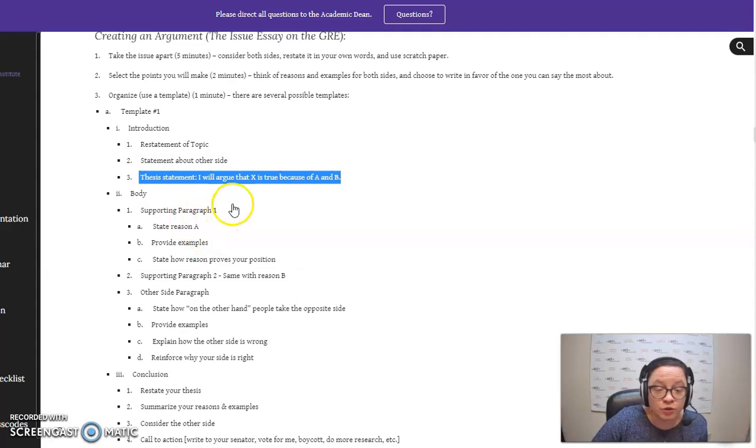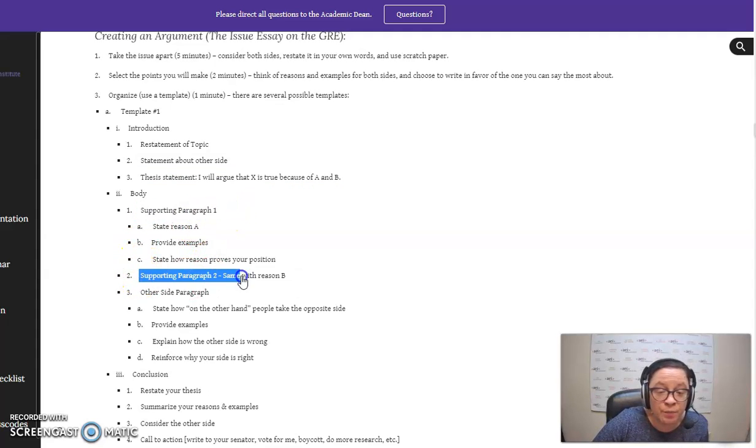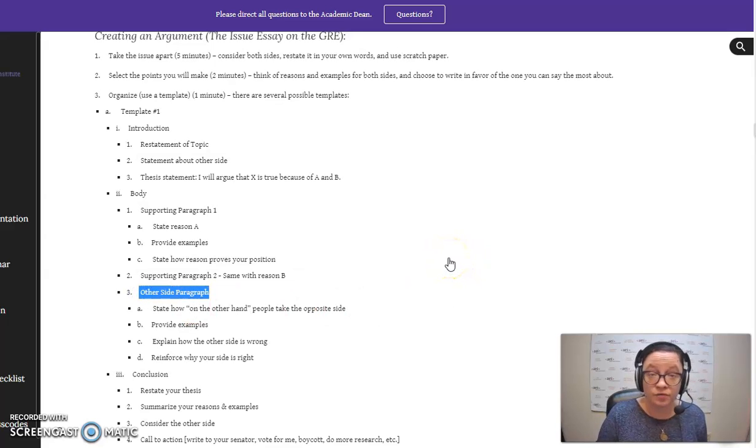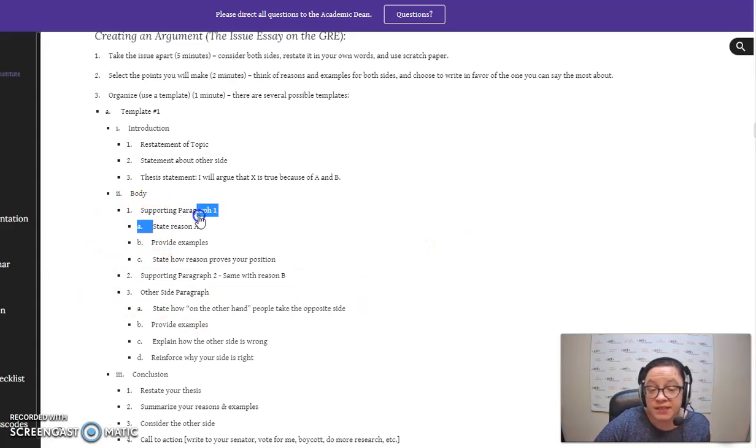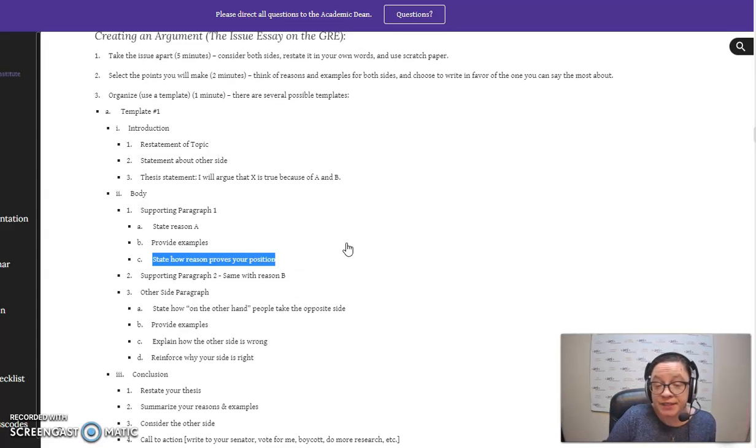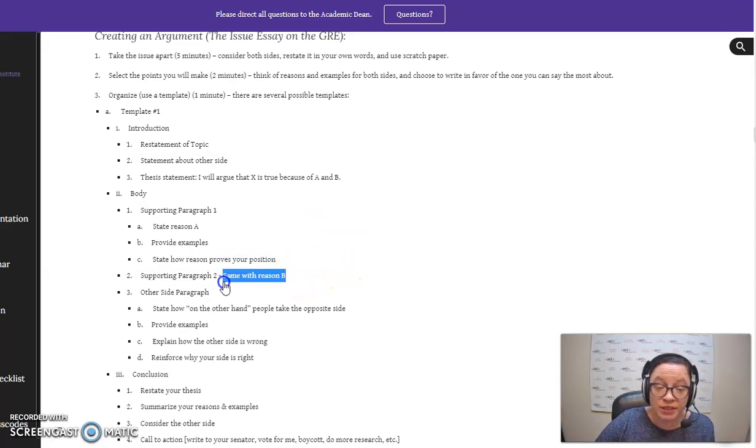The body includes at least 2 supporting paragraphs and a third paragraph concerning the other side of the argument. The reason the student must include the other side of the argument is to show that they are not merely a superficial thinker when it comes to argumentative writing. So the supporting paragraphs, they'll state what the reason is, provide numerous examples, and provide an explanation how this reason supports or proves the position taken in the thesis statement. Same thing with paragraph 2 with the second reason, reason B.